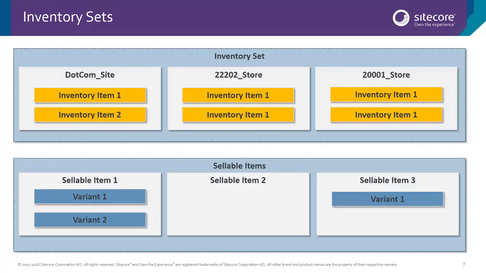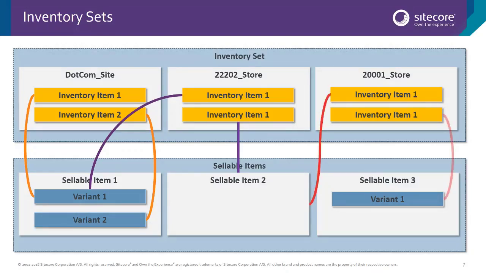You can use associations between inventory information and sellable items, much like how you can create associations between catalogs and sellable items. So let's consider a scenario. We have inventory for variants of sellable item 1 for the .com site. We have inventory for a single variant of sellable item 1 and inventory for sellable item 2 for the store in the 22202 zip code. And we have inventory for sellable item 2 and variant 1 of sellable item 3 for the store in the 20001 zip code.